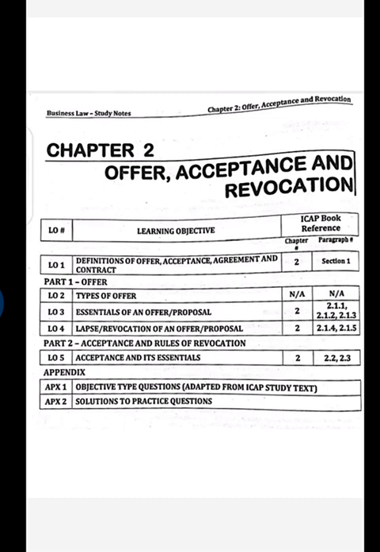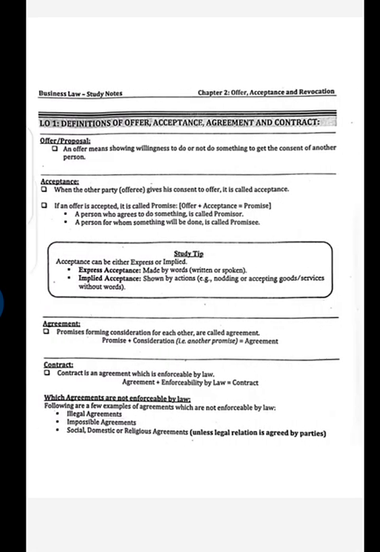We may cover some practice questions in our next lecture. So it will be your exercise, and you have to do it by yourself. I will cover the learning objectives from the chapter. So before taking too much time, let us discuss what is an offer.